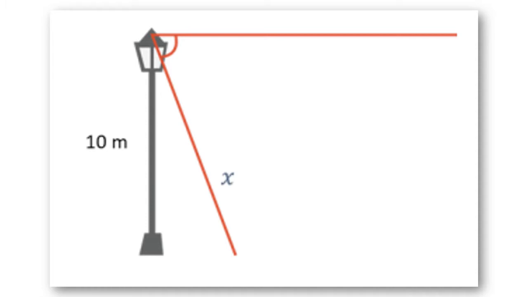So here, as you can see, I would like to emphasize first the details given in the problem. Our angle of depression is 60 degrees and the lamp post is 10 meters, and then we are supposed to find out the light beam, which for now we represent as x.